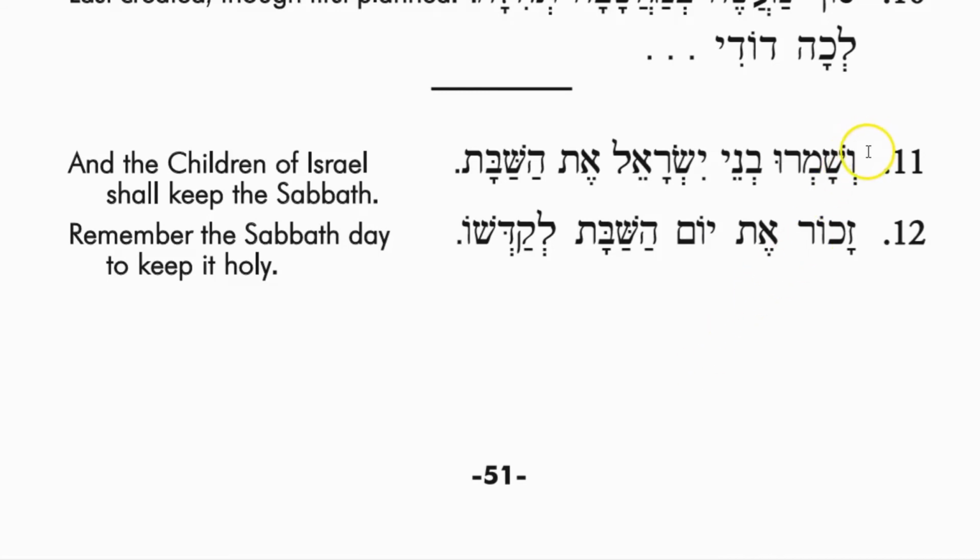Okay, and eleven, we have some quotes from the Torah itself concerning the Sabbath. It says, Ve'shamru b'nei Yisrael et Shabbat: and shall observe, who? The B'nai Yisrael, the children of Israel, et Shabbat, the Sabbath. They shall observe the Sabbath. So we have Shamor, they should guard. Twelve, Zochor et Yom HaShabbat l'kadsho. You should remember the Sabbath, the day of the Sabbath, l'kadsho, to keep it holy, to sanctify it.